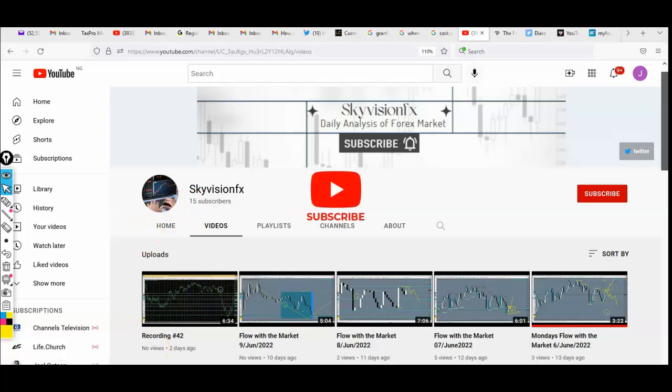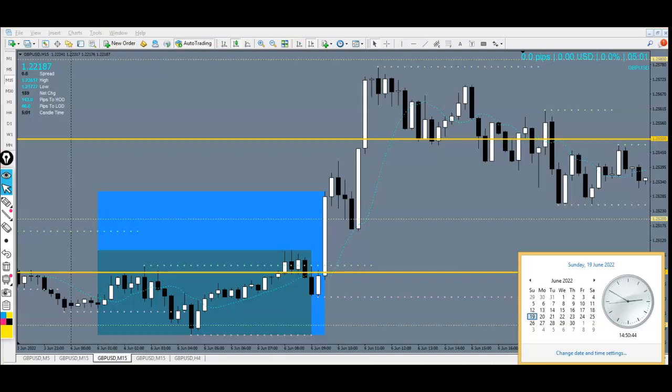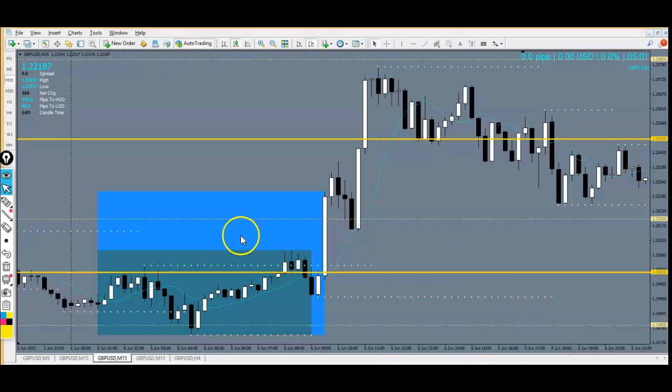Okay, let's go to the charts. So this is the 15 minutes time frame of the pound USD. It's a Saturday, or rather it's a Sunday. Happy Father's Day. Today is June the 19th, 2022. Okay, so let's go into the charts.